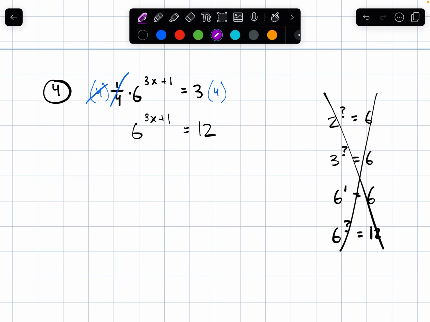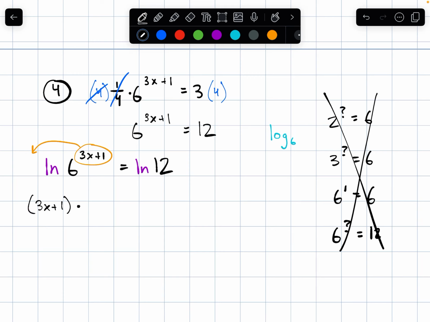But again, you can choose common logarithms, or you could even do log base 6 on both sides if you prefer. So I'm going to do the natural logarithm. I'm going to take the natural logarithm of the left, so ln of 6 to the 3x plus 1 equals ln of 12. Now I have to use my power property, so we know this exponent can come out in front and get multiplied. So now I have 3x plus 1 times the ln of 6 equals the ln of 12.